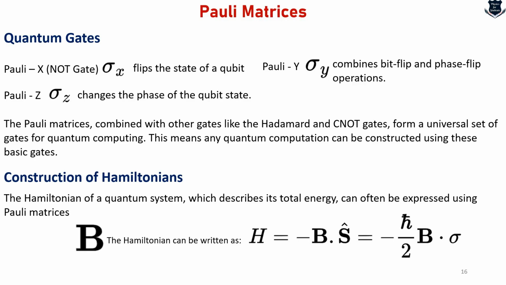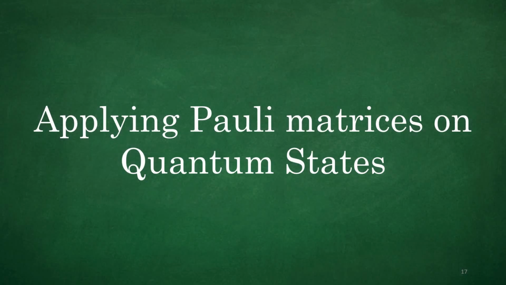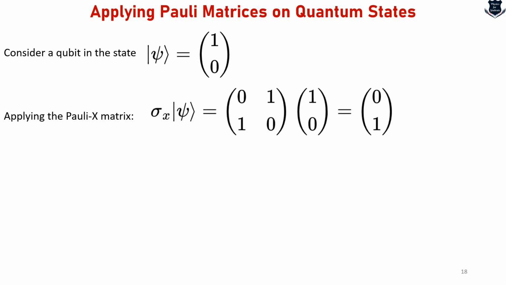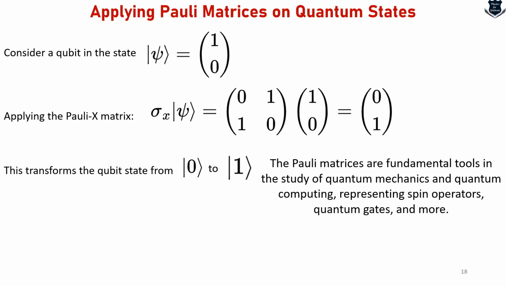Now, how do we apply Pauli matrices on different quantum states? That is what we are going to look into in the next part of the video. If we consider a qubit in the state 1, 0, and apply the X Pauli matrix, which we have just seen, it will result in this. What does it mean? It transforms the qubit from the state 0 to 1, which demonstrates what is called a bit flip operation.